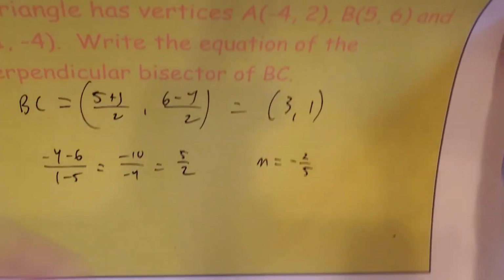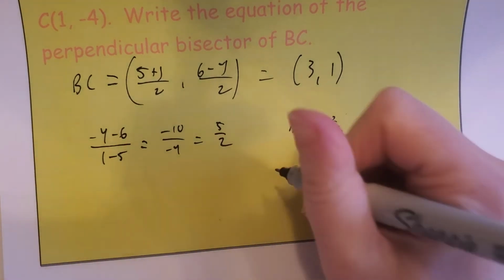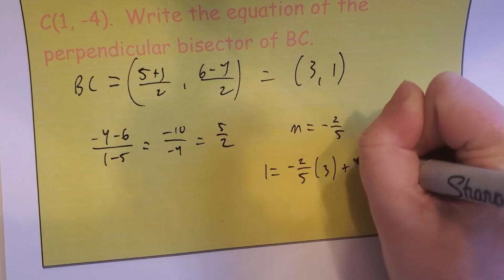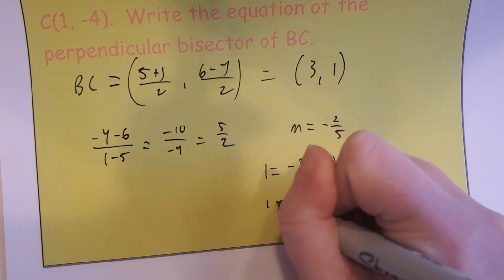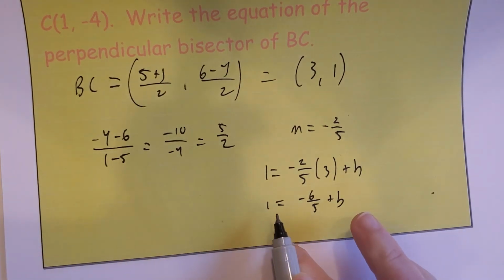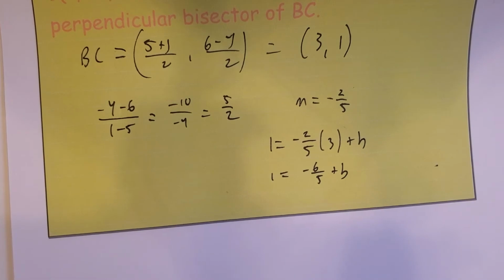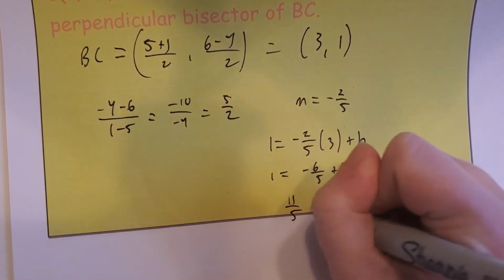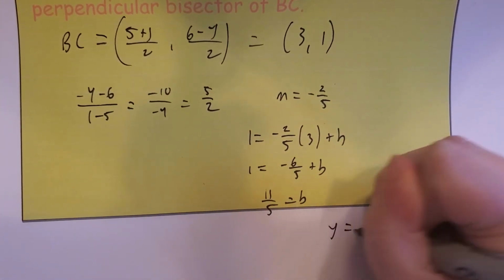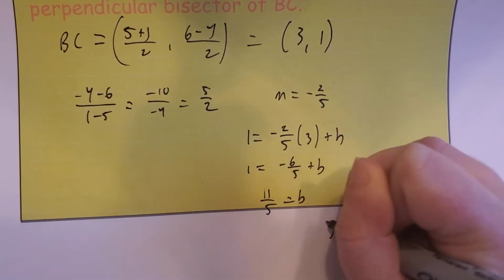Then we do exactly the same thing that we did before. We have this point, we have this slope. I feel like we're going to get a fraction again, and then we can just use slope-intercept form to do it. So that is negative 6 over 5. 1 can be rewritten as 5 over 5 with that common denominator. So 5 over 5 plus 6 over 5 is 11 over 5. So the equation of the line is negative 2/5 x plus 11/5.